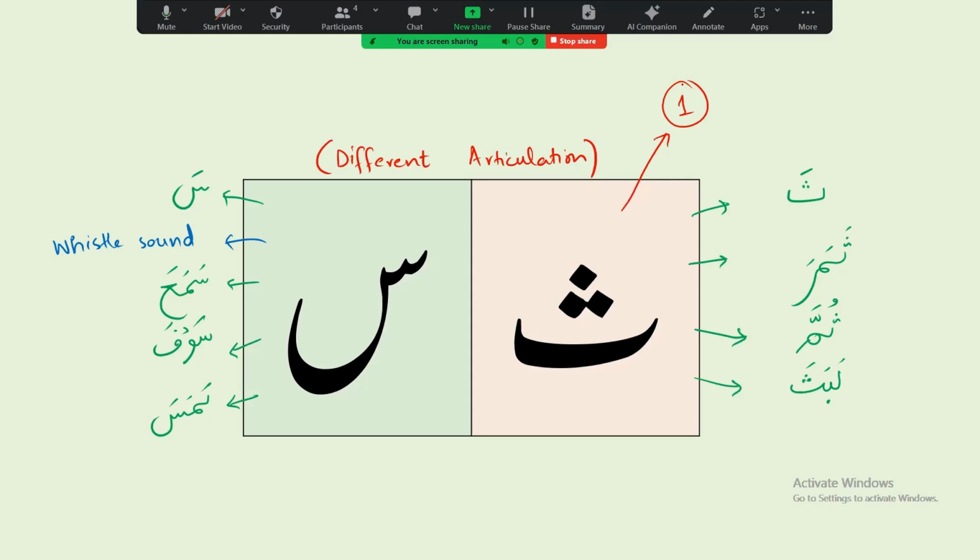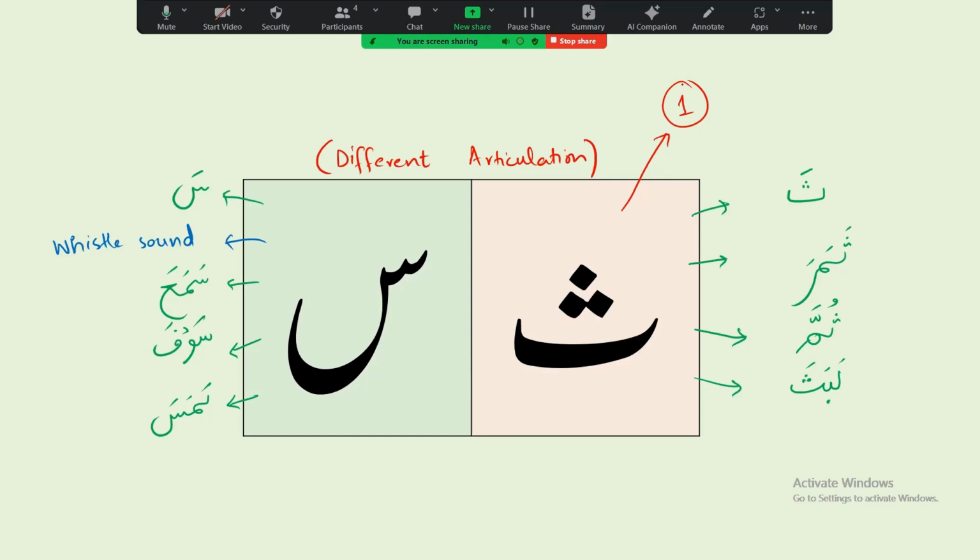The tip of the tongue touches the back side of our upper front two teeth as well as the lower front two teeth. That is how we say the S sound in English as well. There is a whistle in it, and we make this whistle sound intentionally in the second one. In the first alphabet, we avoid that whistle sound, whereas in the second one, we intentionally make it. So that is the major difference between the sound of these two.